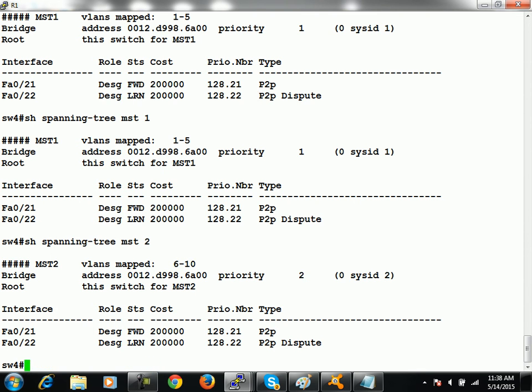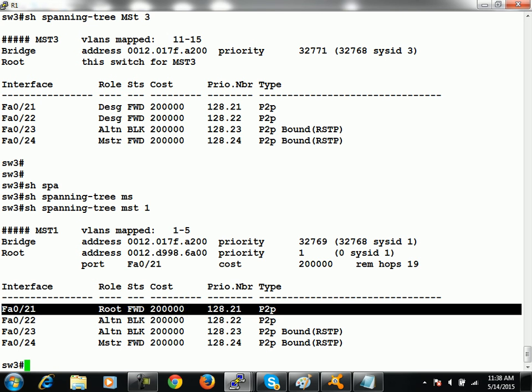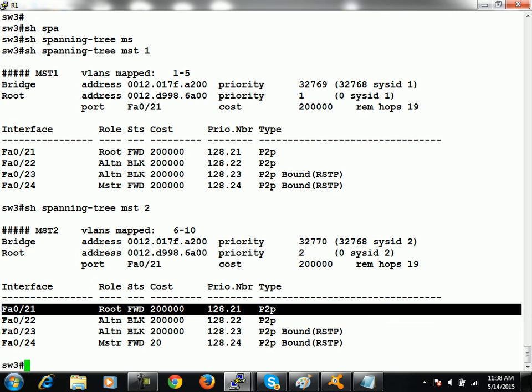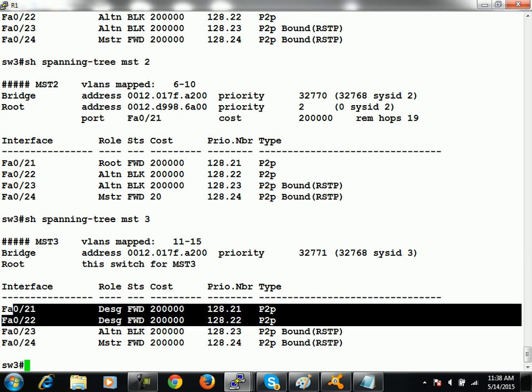MST2 also, it is saying I'm root. Now, if you move on to switch 3, spanning tree MST1, its RP must be 21. For instance 2 also its RP must be 21, and for instance 3, because it is working as a root, both of them will be DP. So for other instances within a region there will not be any problem. I hope that now you have understood the uses of CIST. If there is no CIST, you cannot imagine inter-region MST configuration or inter-region communication. So all inter-region communication will be based on CIST. So that's all from MST.